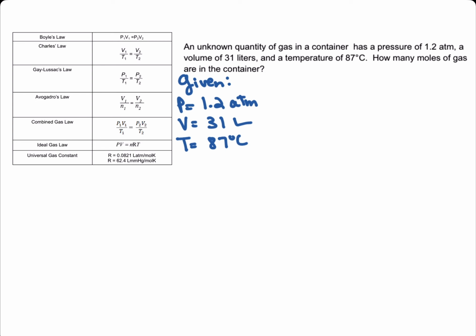Temperature is in Celsius. I'm going to add 273 to that, and I'm going to get 360 Kelvin. And it's asking for the number of moles. And because I'm dealing with pressure, volume, temperature, and the number of moles, I'm going to go ahead and write down my R. Because pressure is in atmosphere, I'm going to use this R.